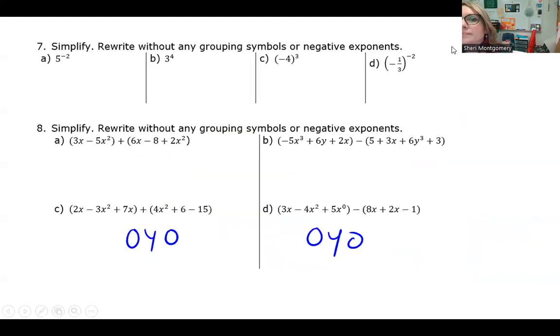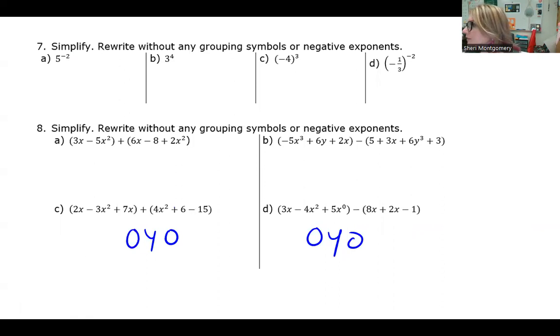Now let's practice. On the back, it says to simplify. It says simplify and rewrite without any grouping symbols or negative exponents. Okay, grouping symbols are like parentheses. For this one, you cannot take care of a negative exponent. Like, how do you know what something to a negative power is? We don't know how to do that. So the first thing you have to do is make that not a negative power.